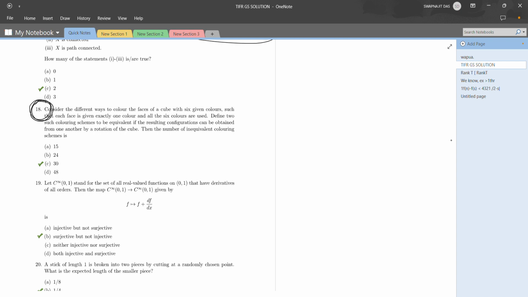Okay, question number 19. This is clearly a linear map, right? So f goes to f plus df/dx. This is a linear map. There is no problem. That means if you want to check the injectivity, you can just solve this ODE. And by solving this ODE, what will you get?